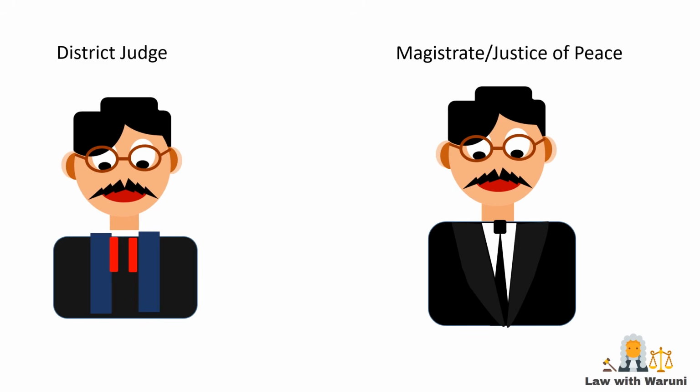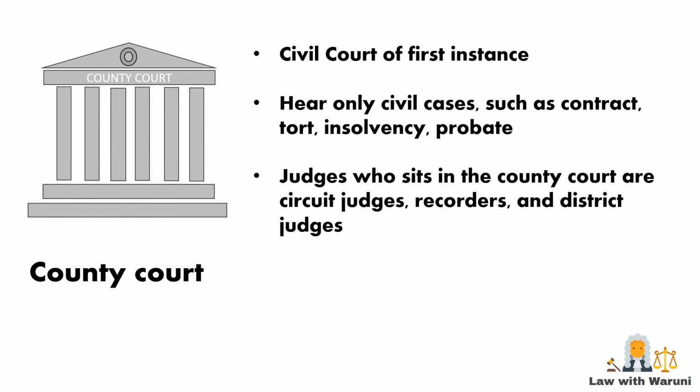District judges are legally qualified people. County court is an inferior court. It only has jurisdiction over civil matters, and it can be considered as a court of first instance. In the county court, cases are tried in front of judges who are known as circuit judges, recorders, and district judges.